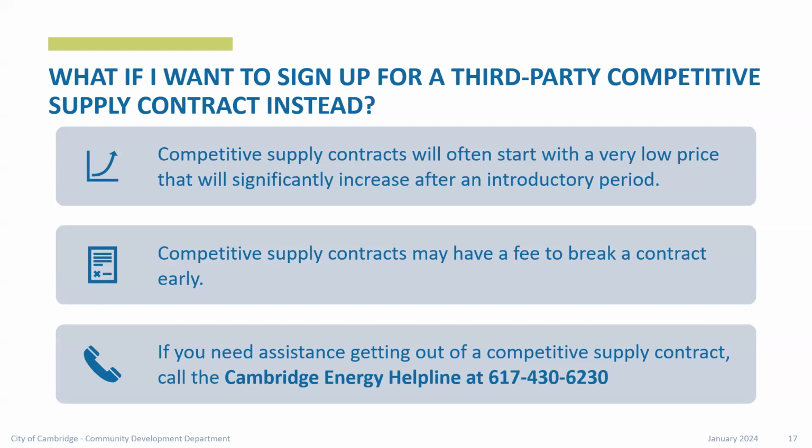Our partners at All in Energy also staff our Cambridge Energy Helpline. They can help with a number of different questions in our different programs, including if you are on a competitive supply contract, they can work with you to help get you off of it. They can join you for a phone call, talking to the supplier, and they can try and get you out of that. If they're unable to do so, they can also work with you to understand when that contract ends and follow up with you at that time to make sure that you don't re-enroll and to help you at that time get enrolled in the city's program.